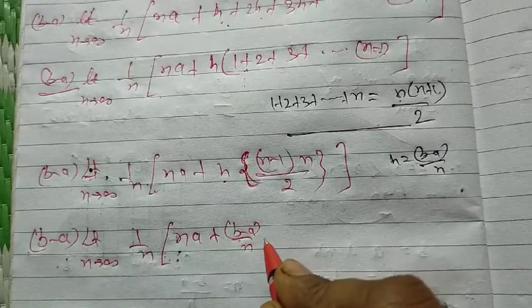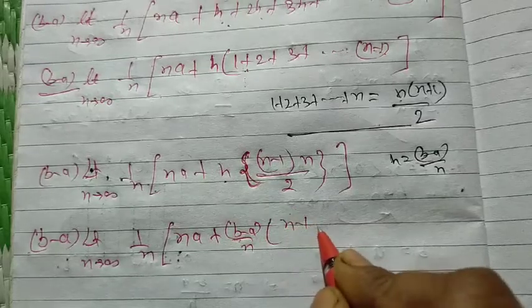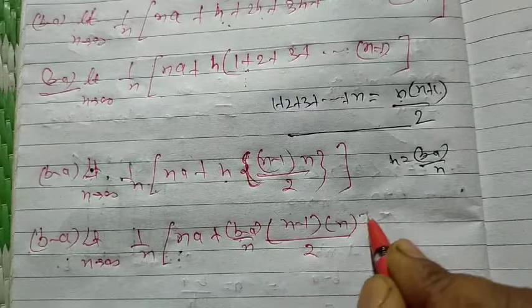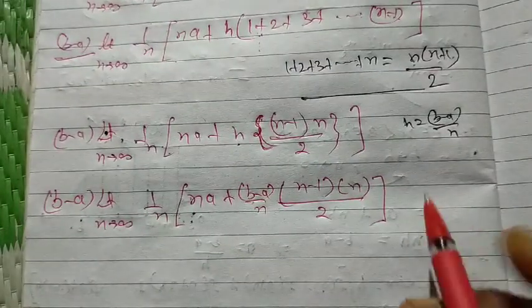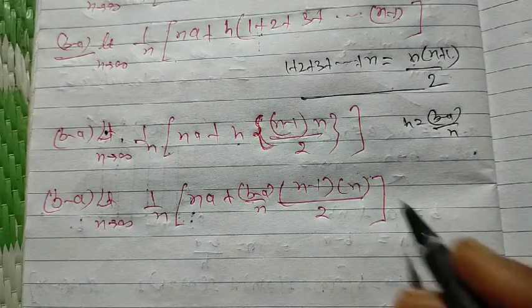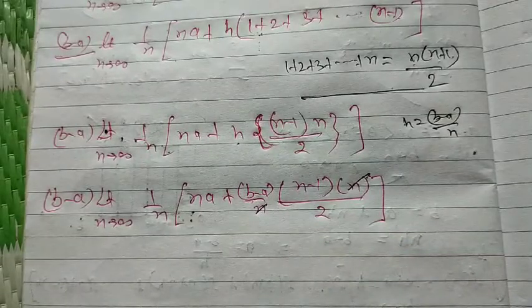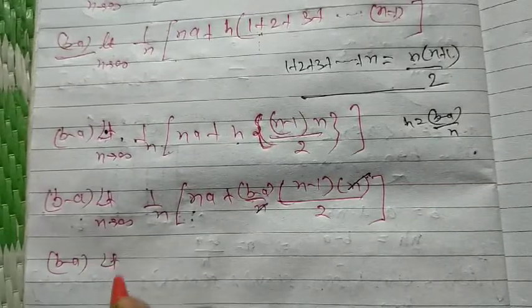Into n minus 1 into n by 2. Okay, be careful, don't get confused. Now see here, this n and this n will get easily cancelled out. Yes or no? You can see this n and this n I can cancel out. So the remaining I'm going to solve, b minus a. Just simplify it, you will get the answer.